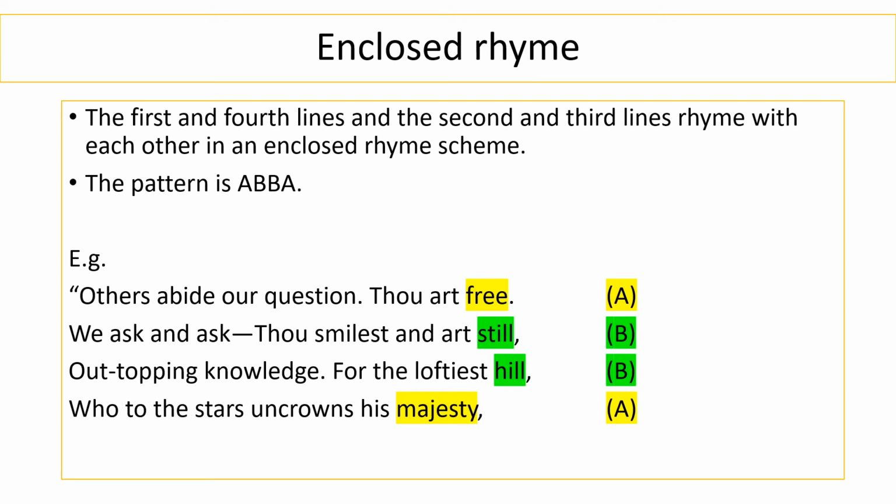Enclosed rhyme. This means that the first and the fourth lines rhyme, as well as the second and third lines rhyme. So the pattern will be A, B, B, A. Let's have a look at this example.